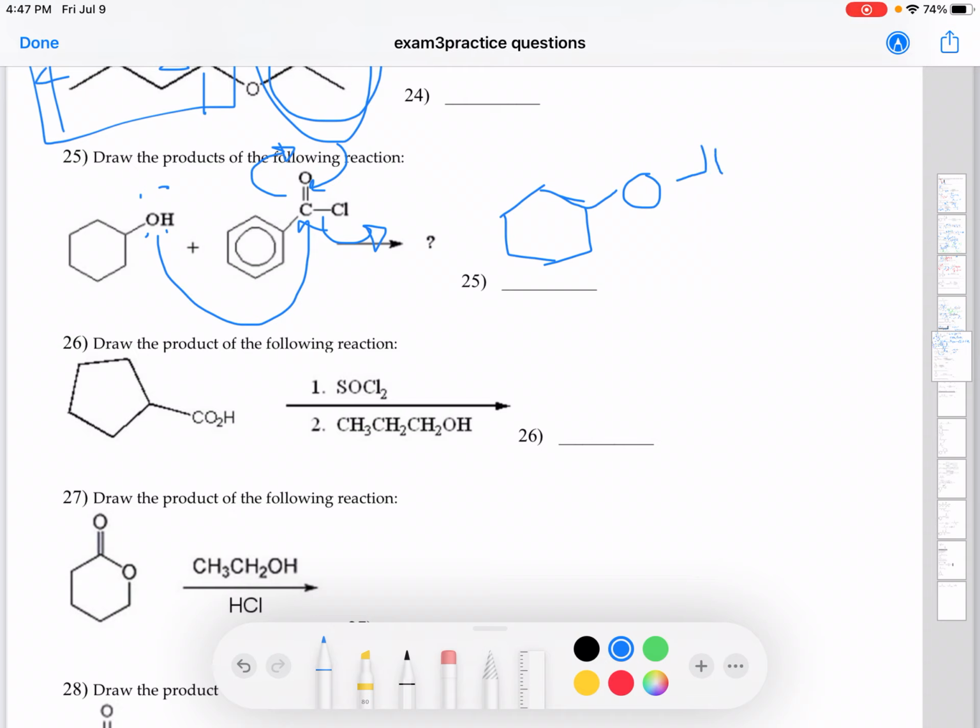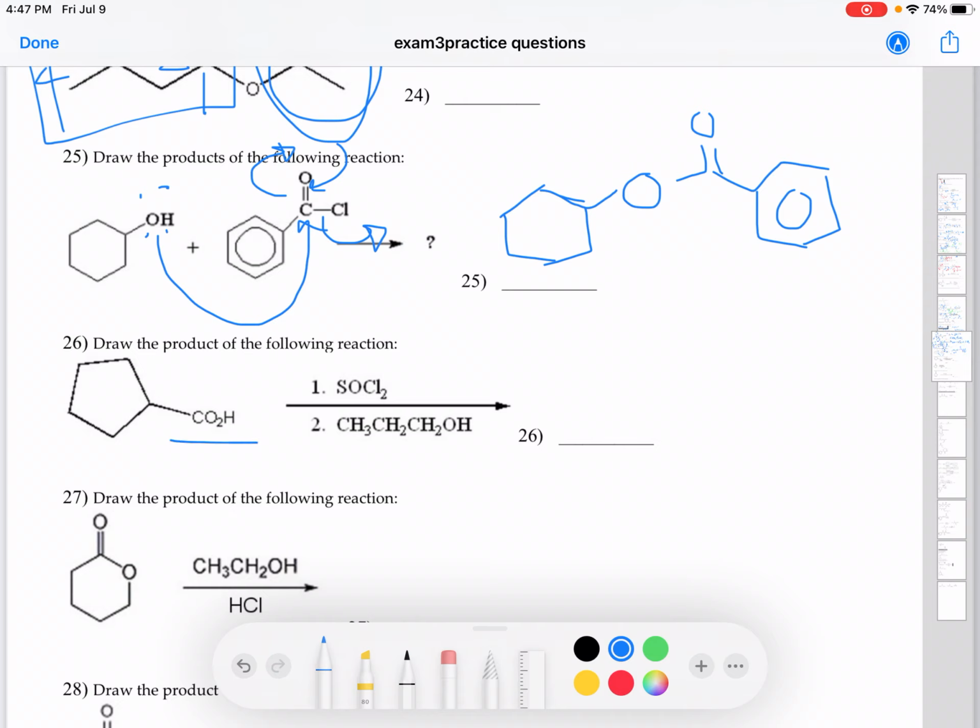Oxygen, CO, and then the benzene group. Cyclohexyl benzoate. It's an ester.